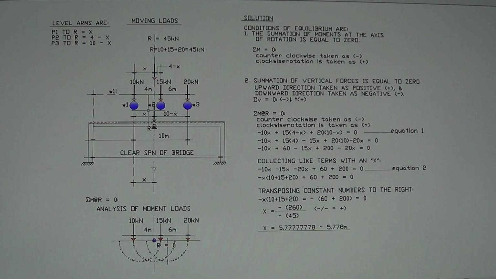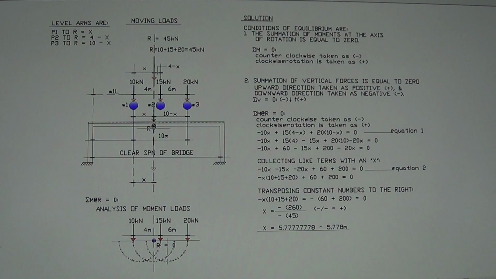We need to take the sum of the moment at point R to determine the value of X. We take moment here and we can determine the value of X. When the moment is taken at point R, we need to figure out the lever arms of each wheel to point R. We need all these lever arms from the loads to point R.